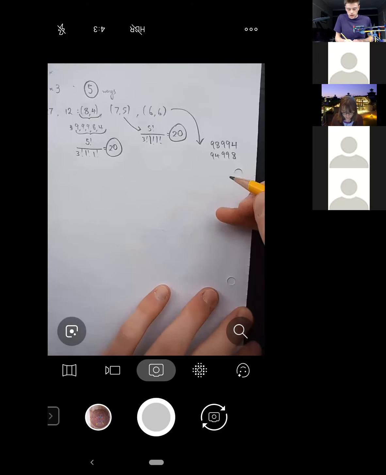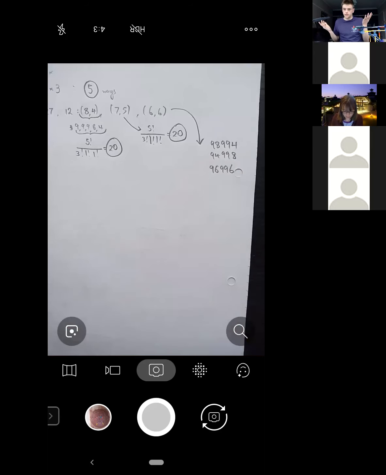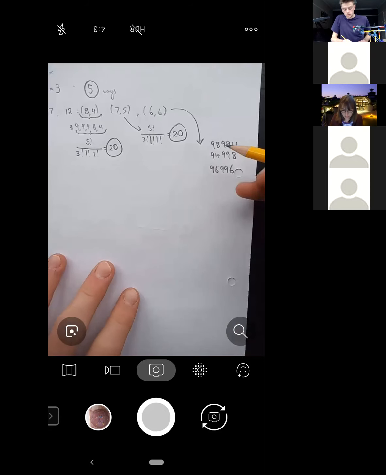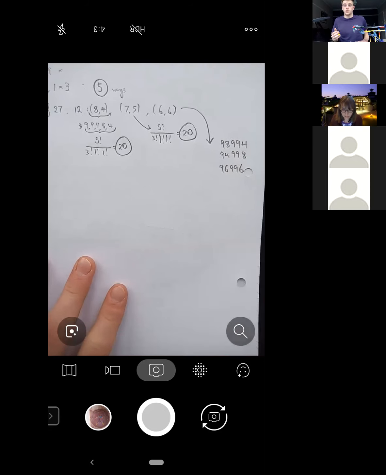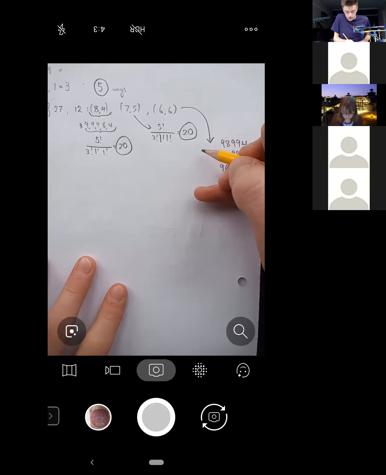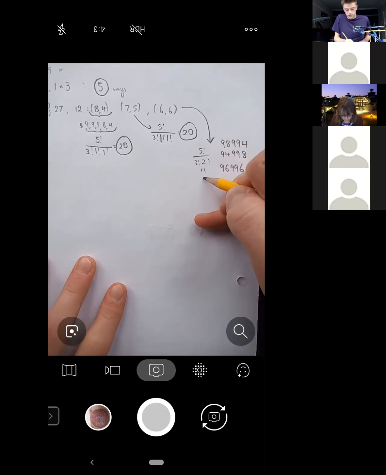But if I had 96996, if I swap the 6s, obviously it doesn't change anything. So we're going to have half the number of 5-digit numbers we can make here. Again, you can put that into your formula, 5 factorial over 3 factorial, 2 factorial, and that gets us 10.